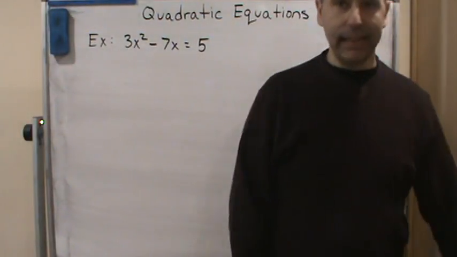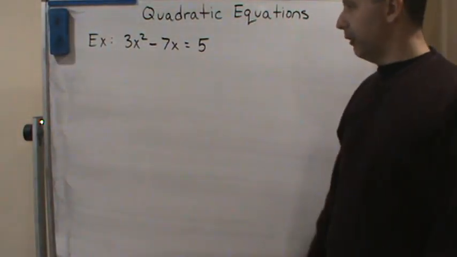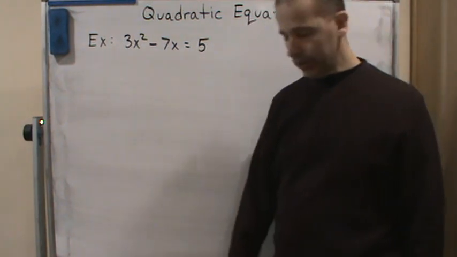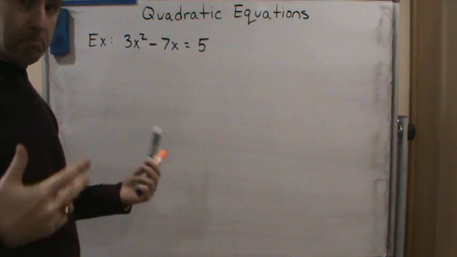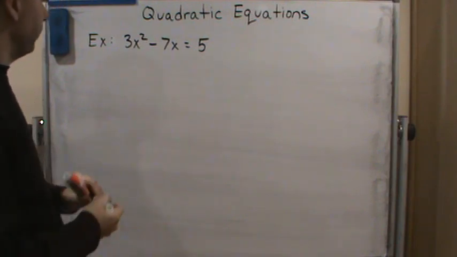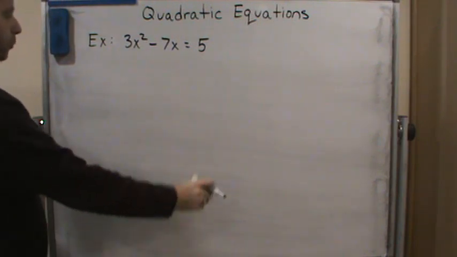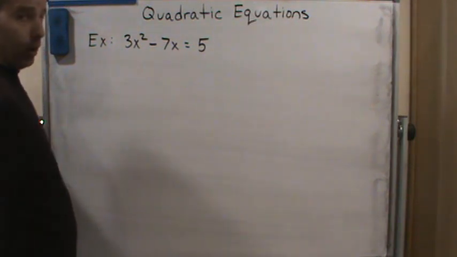Okay, welcome back, and now we're going to do another example of using the quadratic formula here. Okay, so again, we just got to pick out our A, B, and C, and then plug and chug. So now, we have to put this in standard form.